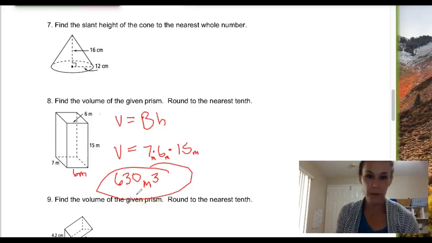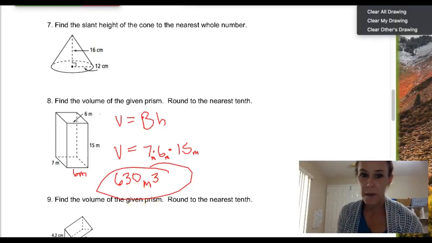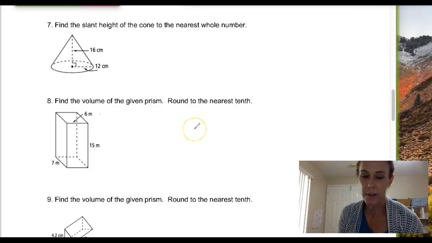All right, let's go on to number 9. Number 9 asks us once again to find the volume of the given prism, round to the nearest tenth.